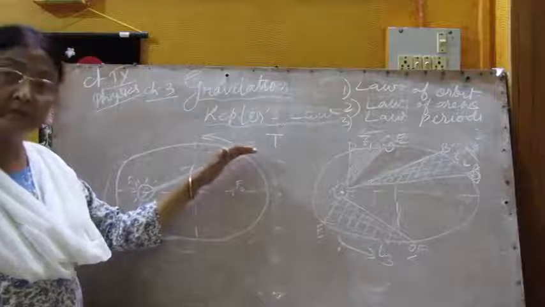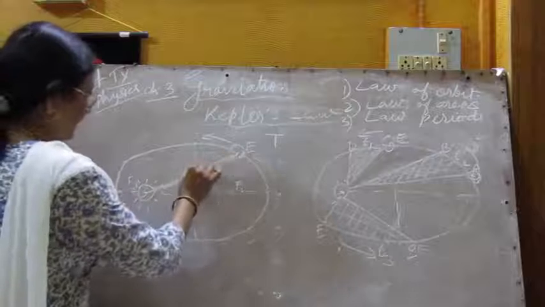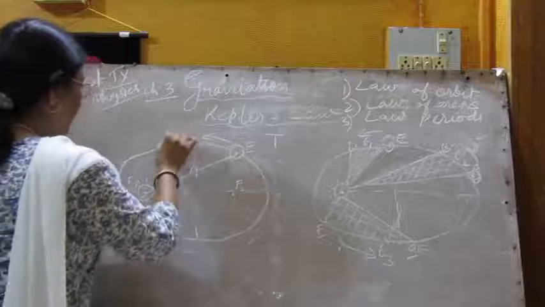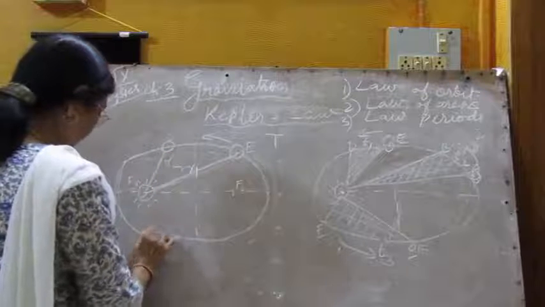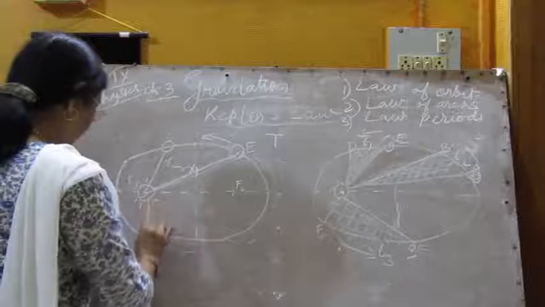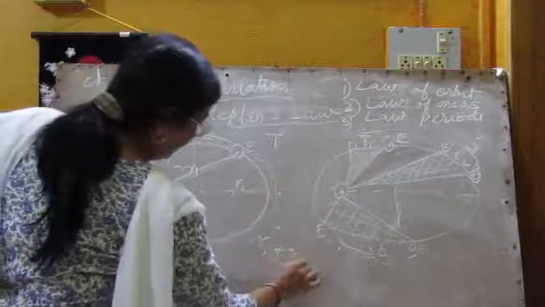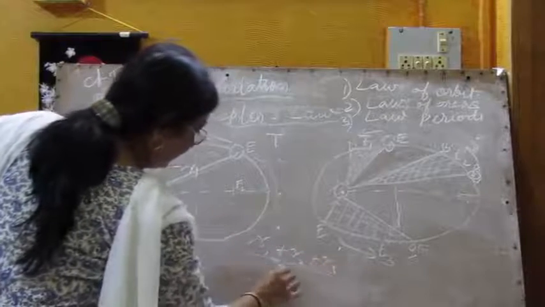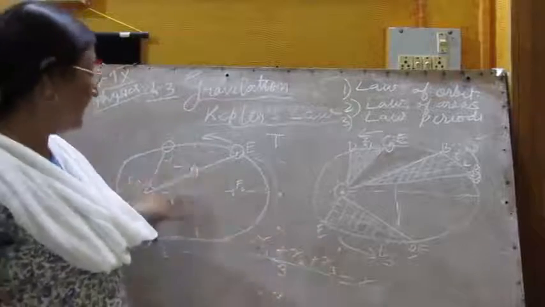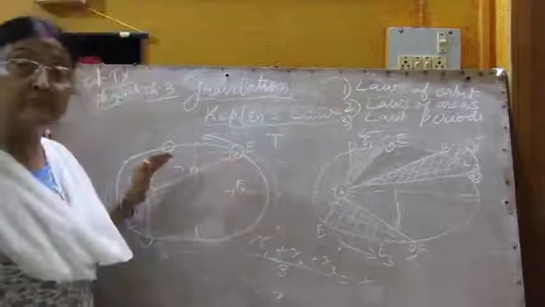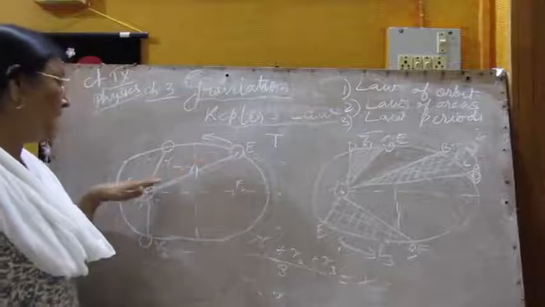Suppose I am taking Earth here. If the planet is here, then it is R1. If the planet is here, then suppose it is R2. If the planet is here, then it's R3. So suppose (R1 plus R2 plus R3) by 3 is R. This is the mean radius, or better to say, mean distance of the line.